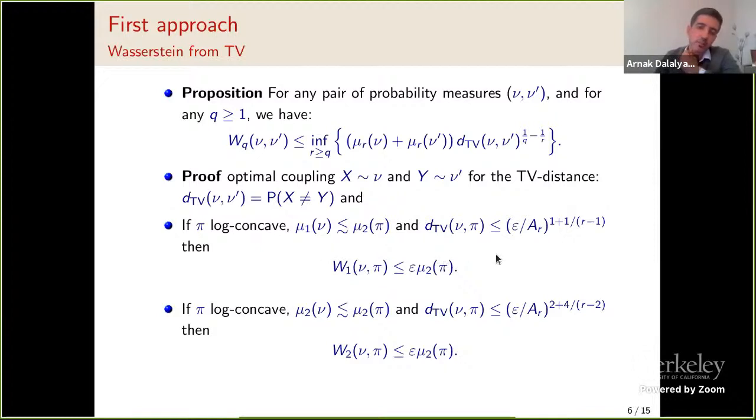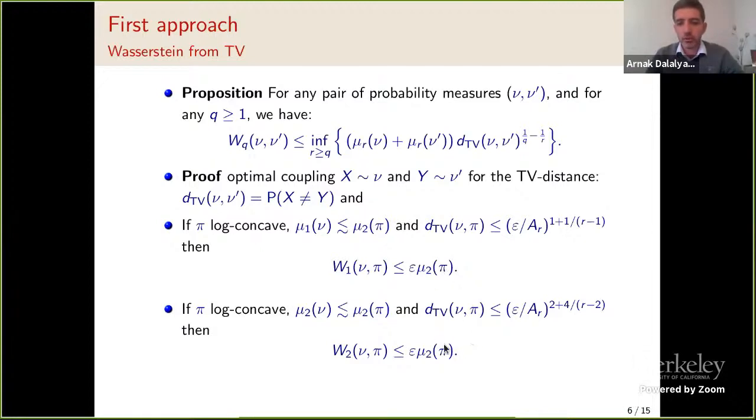And basically, it simply says that if we want this mixing time in W1 distance, we need to compute the mixing time of total variation distance, not at epsilon, but at epsilon divided by A_r to this power, which is close to 1. Okay? And recall that A_r was the constant involved in the comparison of moments for log-concave distributions. So usually A_r goes to infinity when r goes to infinity.